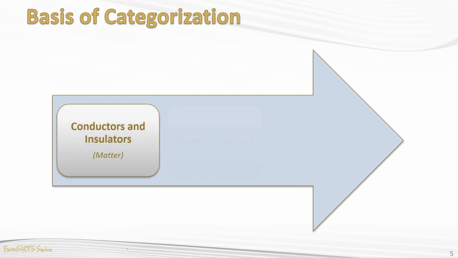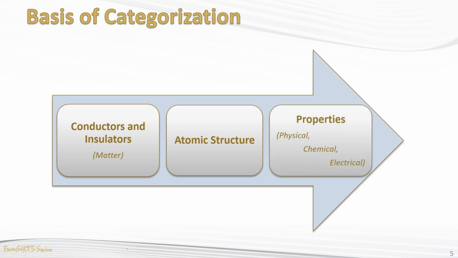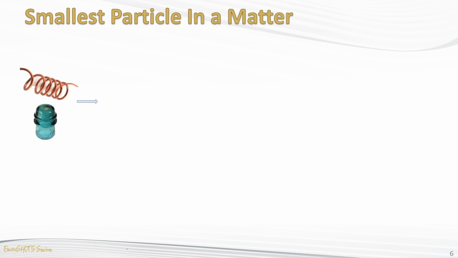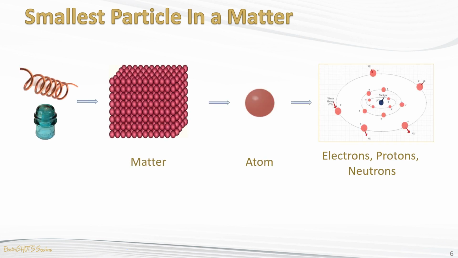All the materials in this universe are matter. Matter is defined by its atomic structure. The structure of the atom helps us to define the physical, chemical, and electrical properties of any substance. All matter is made up of the smallest particle in nature called atom. An atom can be further broken down into electrons, protons, and neutrons.